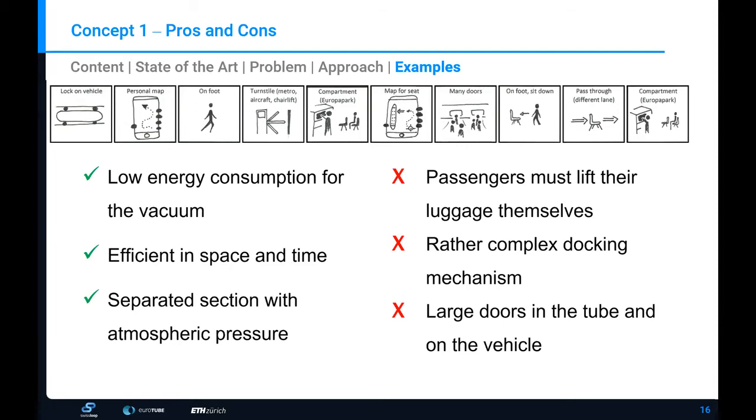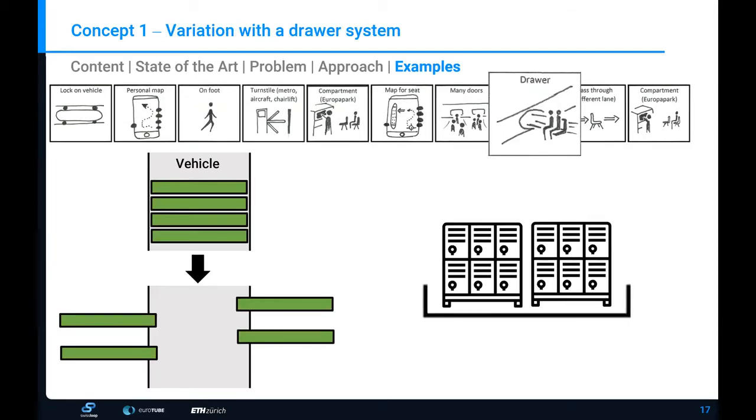For this first concept, I have a variation, a drawer system. In this system, the passengers don't walk into the vehicle, but they're sitting outside on a seat model like you can see here in green. And then the seat models are pushed in, so you have a better use of space. This is, of course, also usable for the luggage compartments.